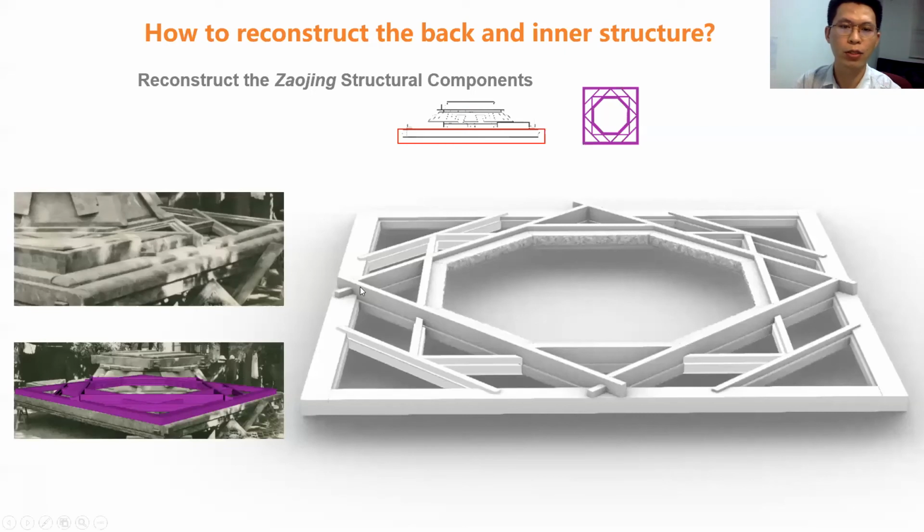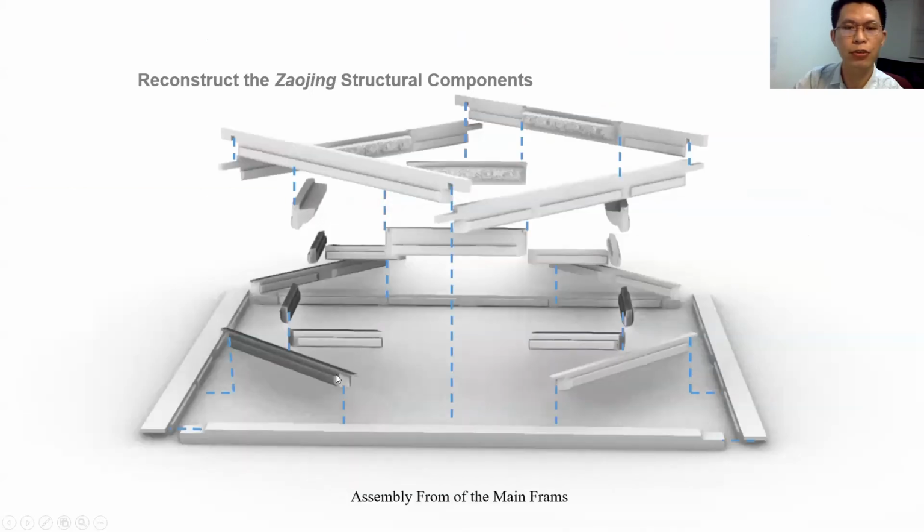For the main frames of the ceiling, its function is to connect and support the parts mentioned before. You can find the clues in the old photographs. And this picture shows how the beams and buttons connected together.